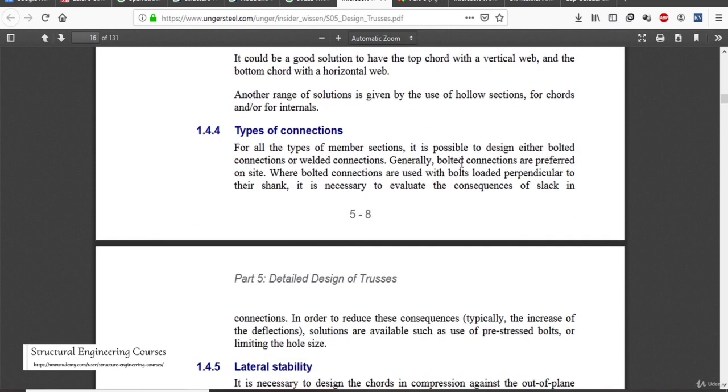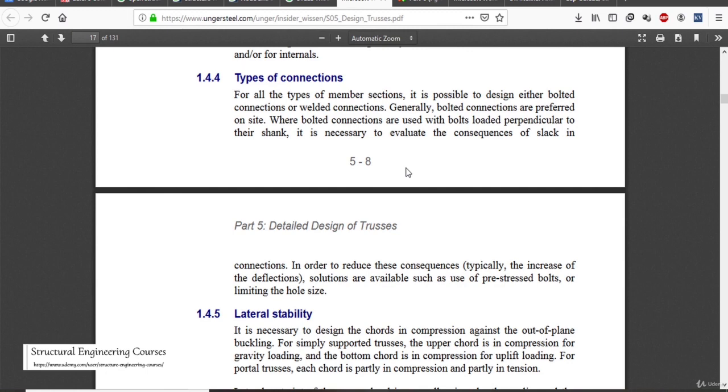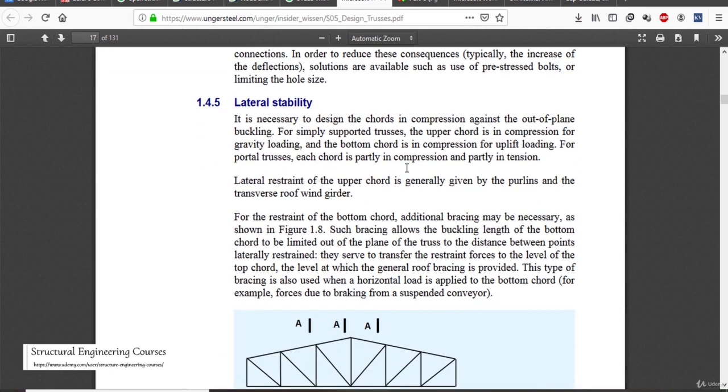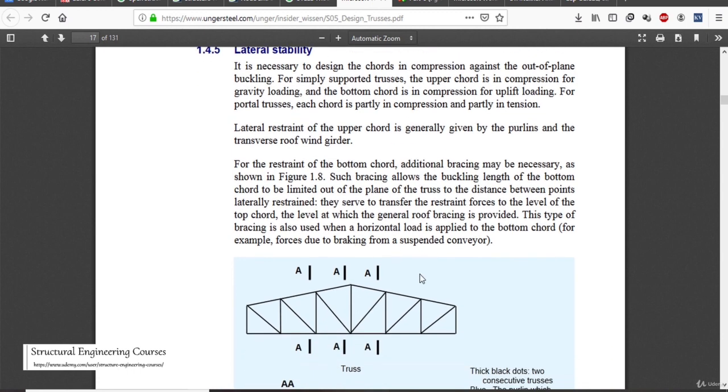Type of connection: obviously we had discussed earlier that connections can either be bolted or welded, but all those connections should not transfer any bending moment. They should only transfer the axial forces or shear forces. And for lateral stability, obviously we do need to provide lateral stability of the trusses also. So the upper chord is in compression for gravity and the bottom chord is in compression for uplift loading.